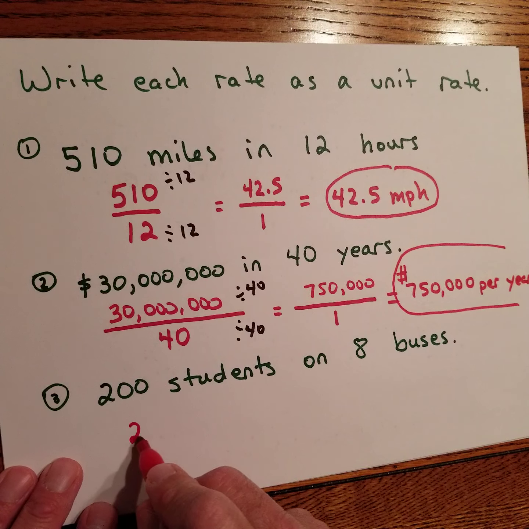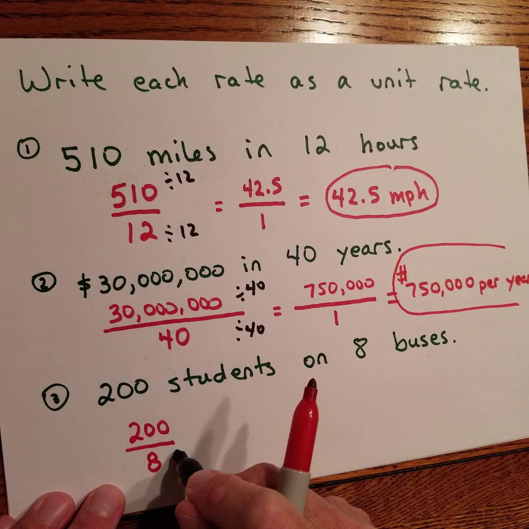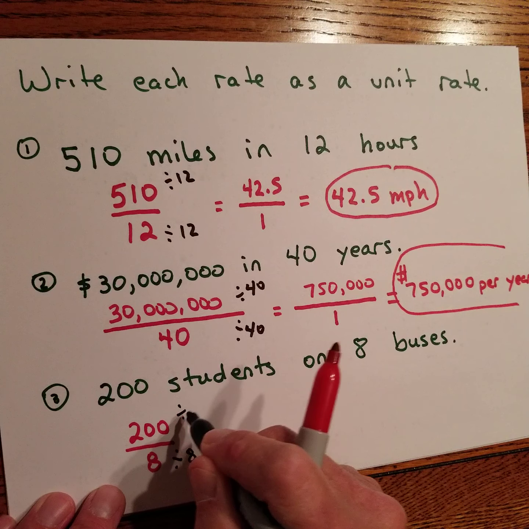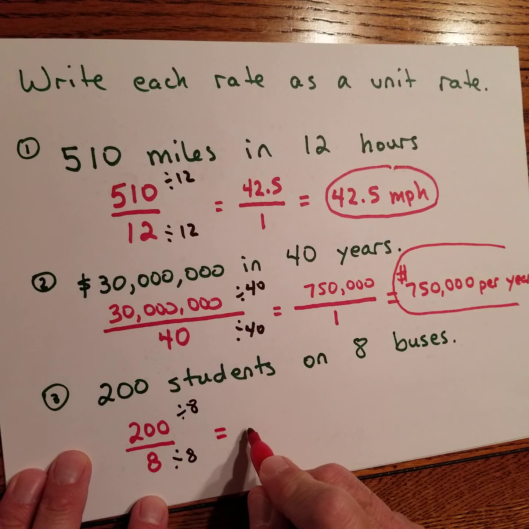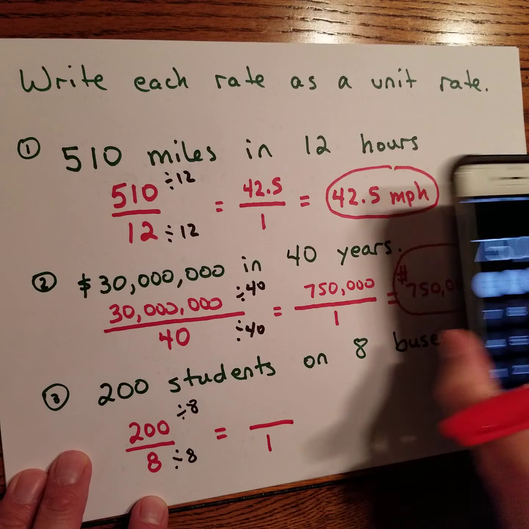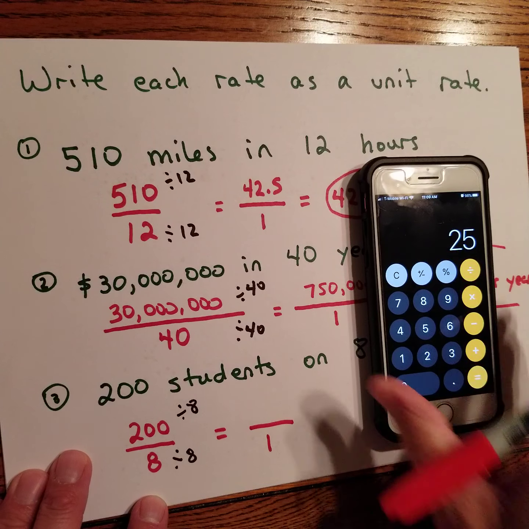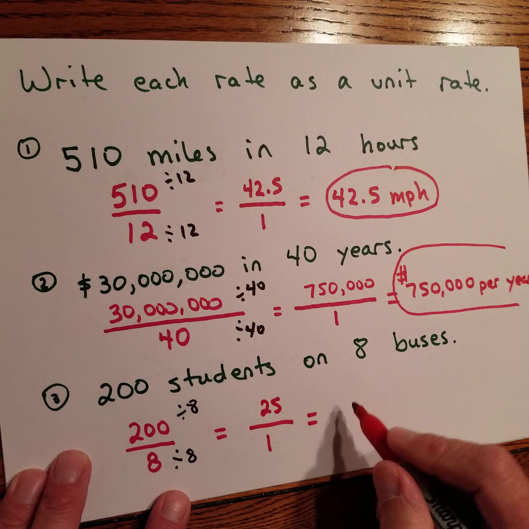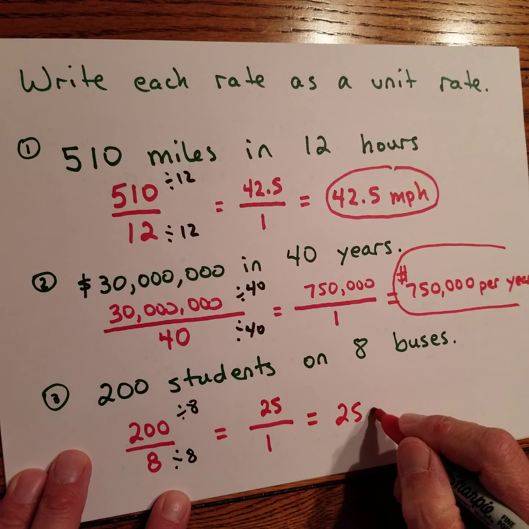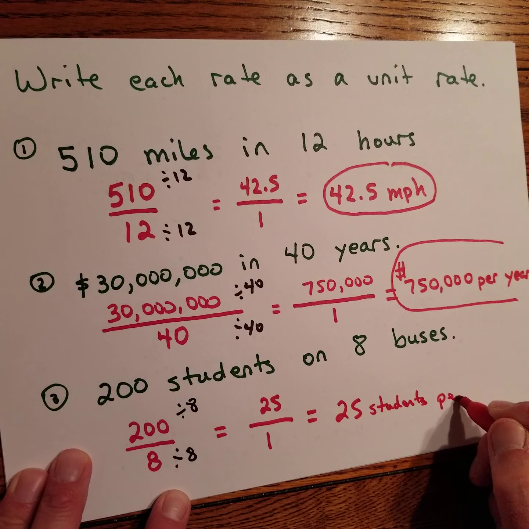Last problem, 200 students on 8 buses. We'll turn that into a unit rate. 200 divided by 8 is 25. Label your answer. That's 25 students per bus.